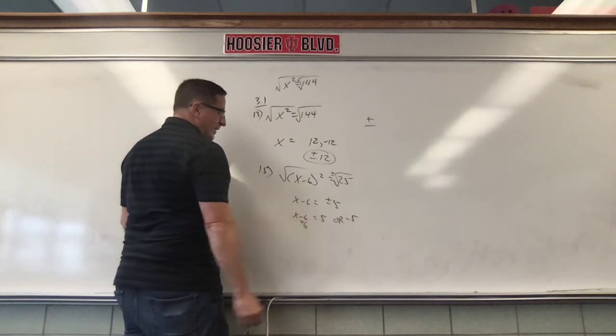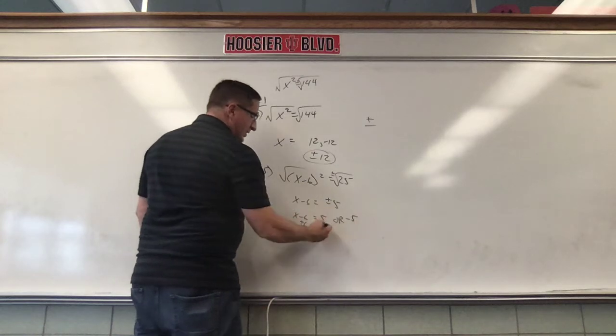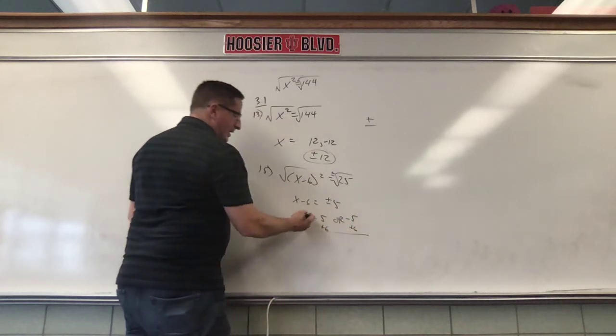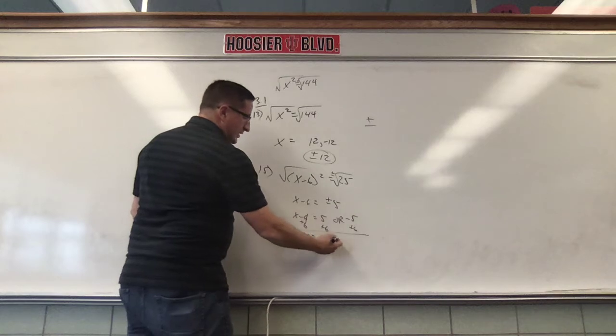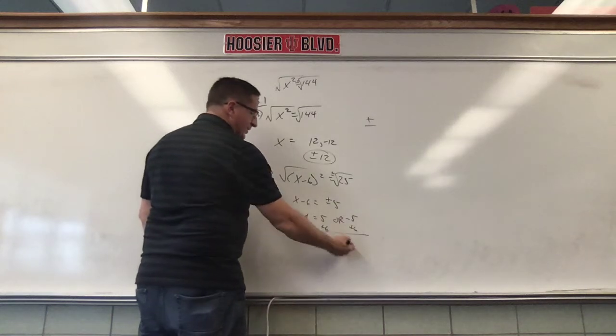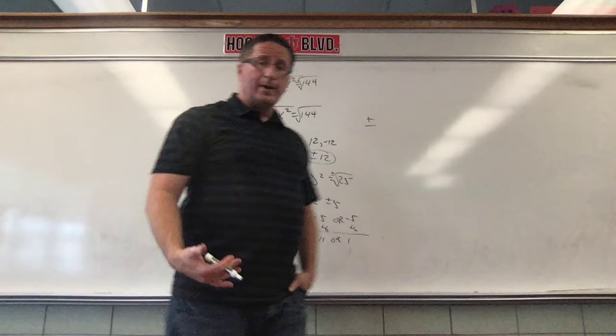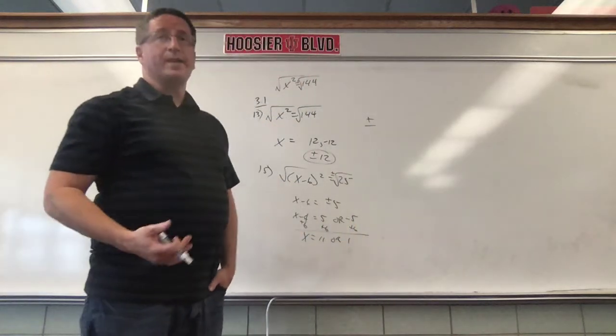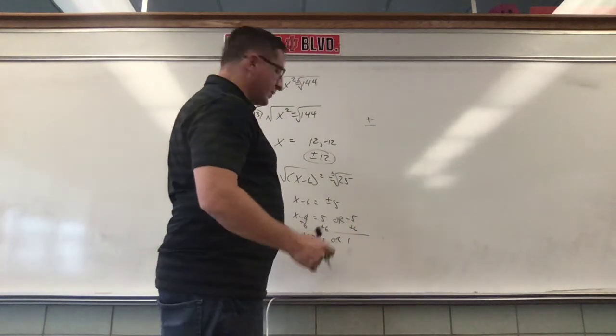We can get rid of that minus 6 by adding 6 here, and we add 6 to each of these. If we do that, these cancel. X equals 5 plus 6, or x equals negative 5 plus 6, which is 1. So which is it, 11 or 1? It's both. And you need both answers in order to get full credit, okay?